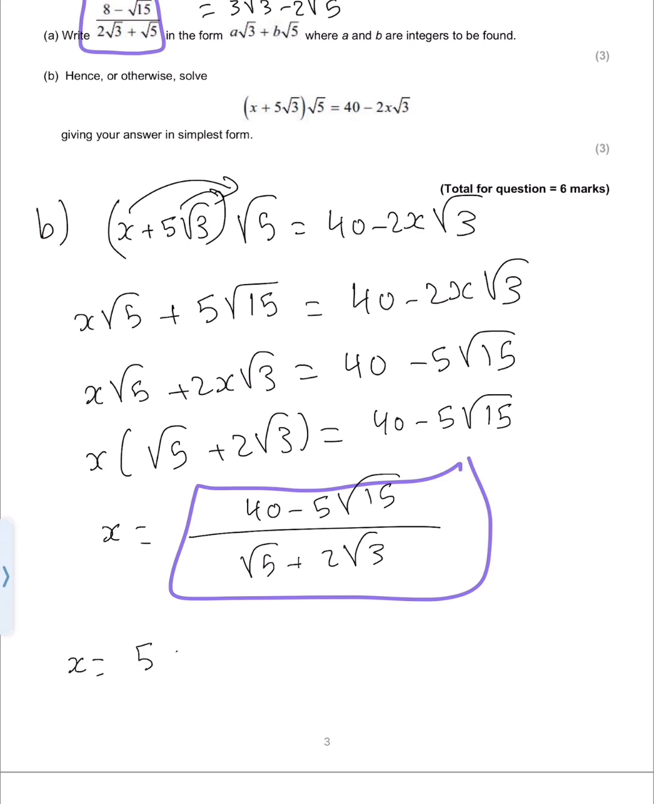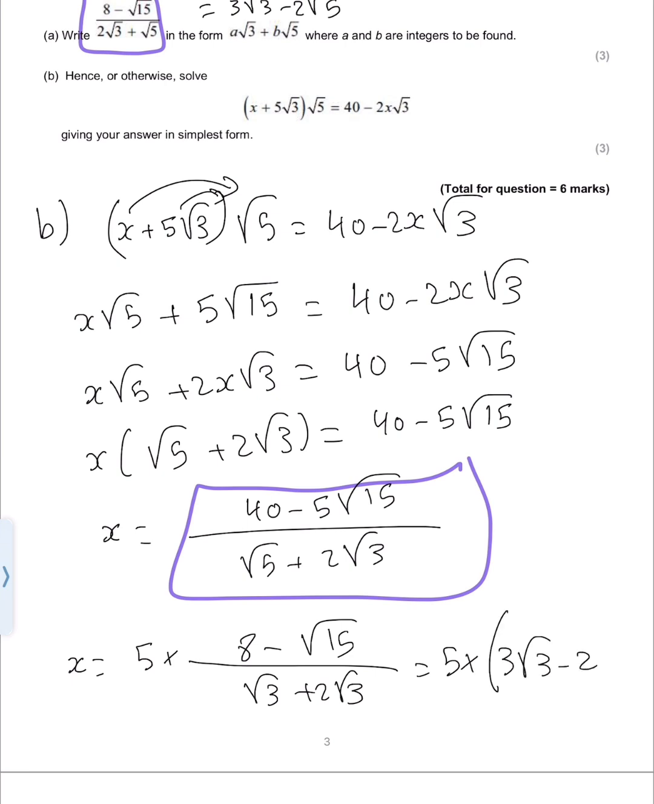So here we have 5 times 8 minus root 15 over root 5 plus 2 root 3. So we multiply the answer that we got in part A by 5, which is 3 root 3 minus 2 root 5. So 15 root 3 minus 10 root 5 is the answer.